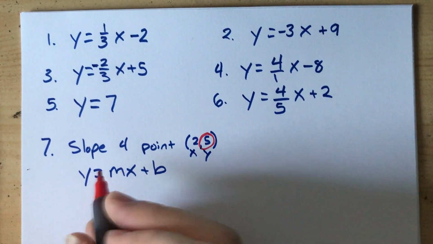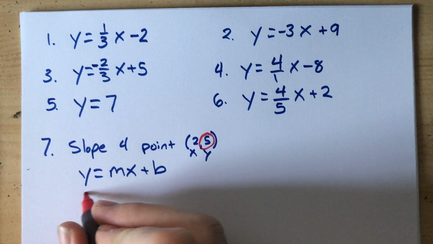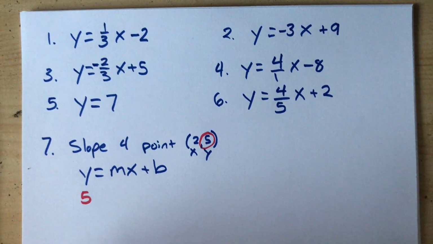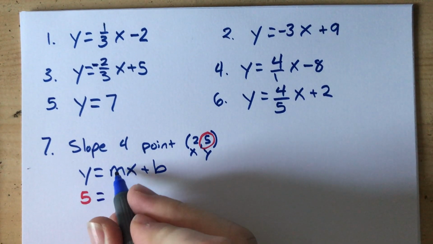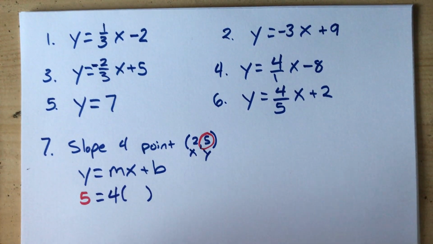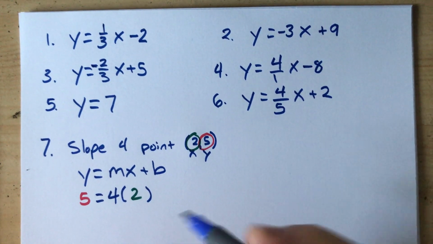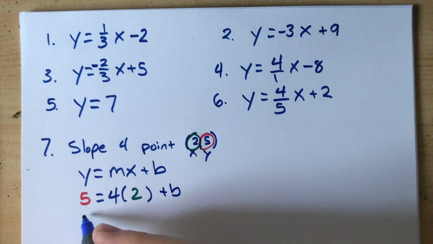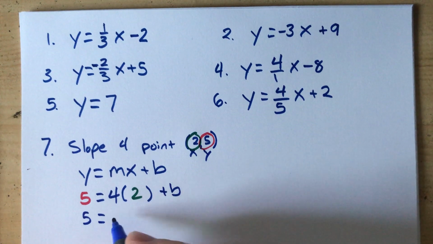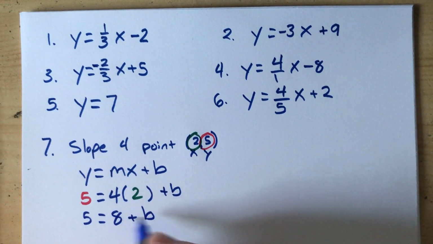5 is my y value, so I'm going to replace the y with the 5. It equals, m is the slope, so that's 4, parentheses for whatever the x is. The x is 2, plus b. So I get 5 equals 4 times 2 is 8. And it's going to be 8 minus 3, right? 8 minus 3 is 5.